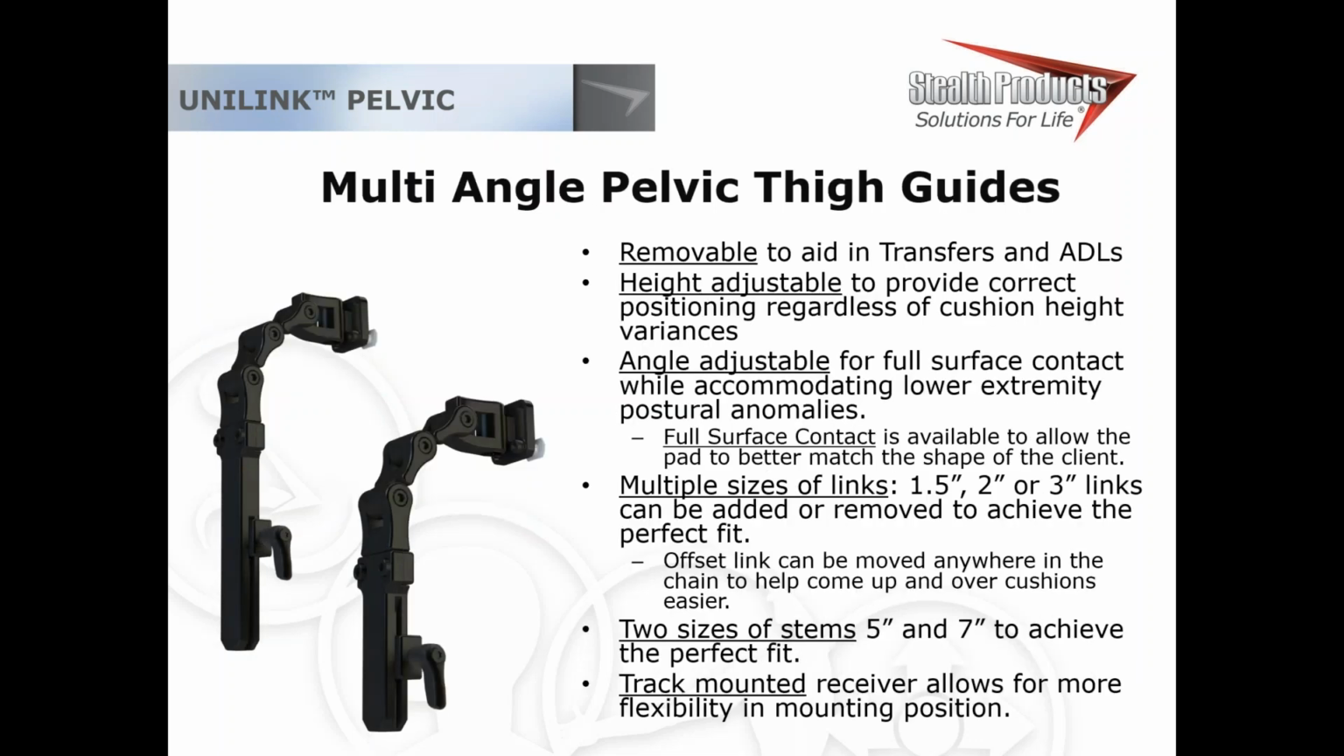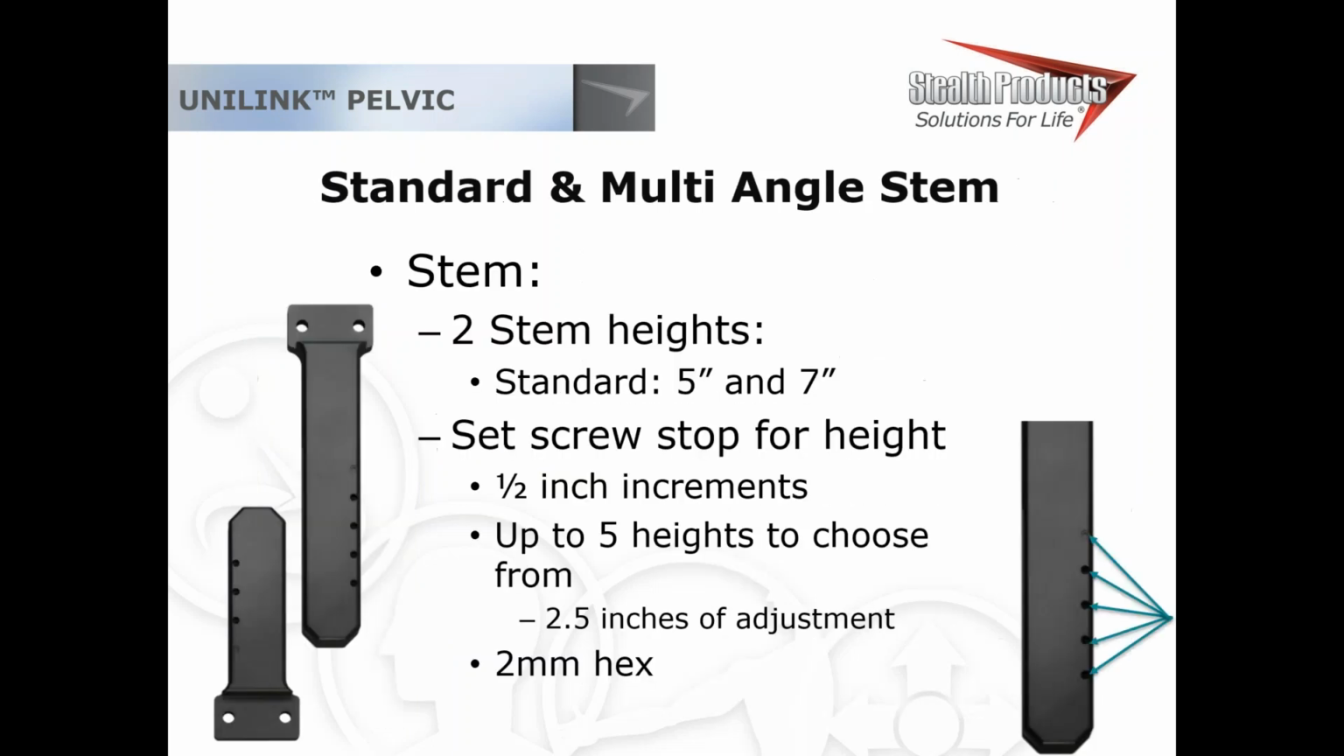So looking at the other version that uses a stem would be your multi-angle. Again, this is your fixed adjustable version with a stem. So it does all those cool things that the fixed adjustable does, but now you have a height adjustable stem. So multiple sizes, 2 stems to choose from. They're the exact same 5 and 7 inch as the previous version with a track mounted receiver.